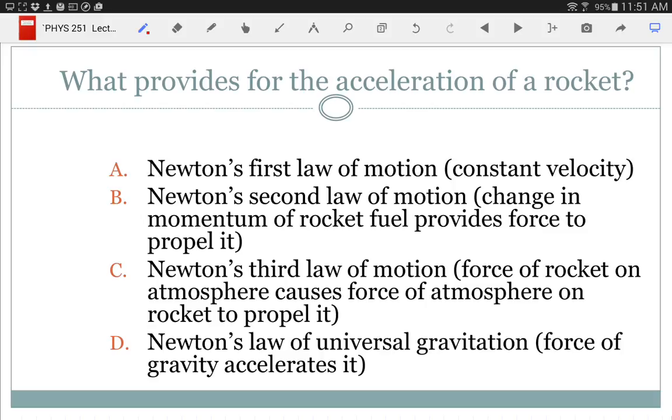Is it Newton's first law of motion, the one that says an object has constant motion unless acted on by a net force? Second law of motion, change in momentum of a rocket: fuel provides force to propel it. Third law, force of a rocket on the atmosphere causes force of the atmosphere on the rocket. Or Newton's law of universal gravitation, force of gravity, sorry.